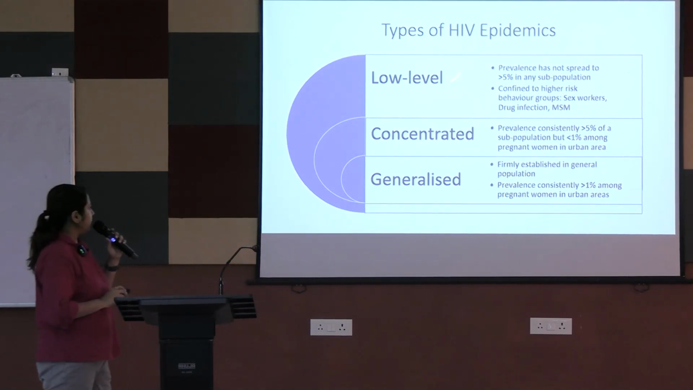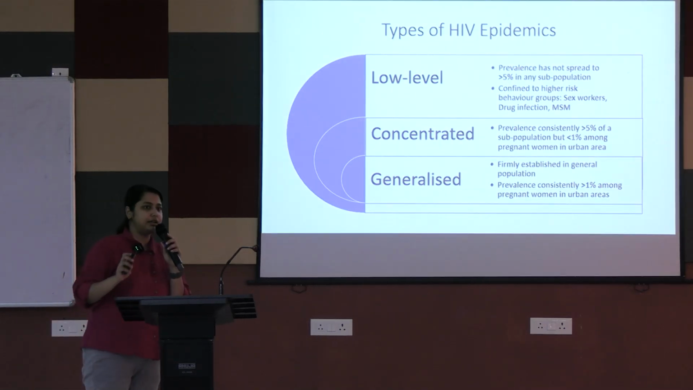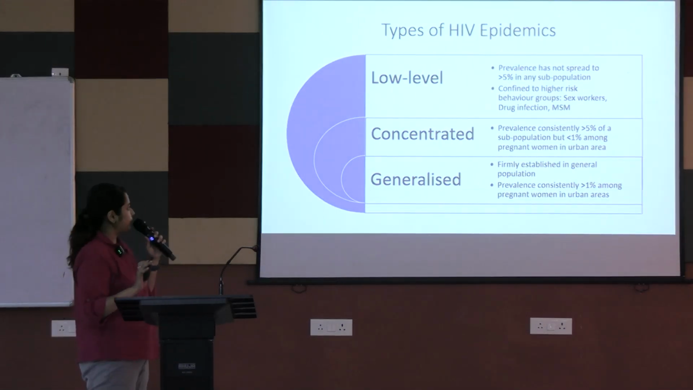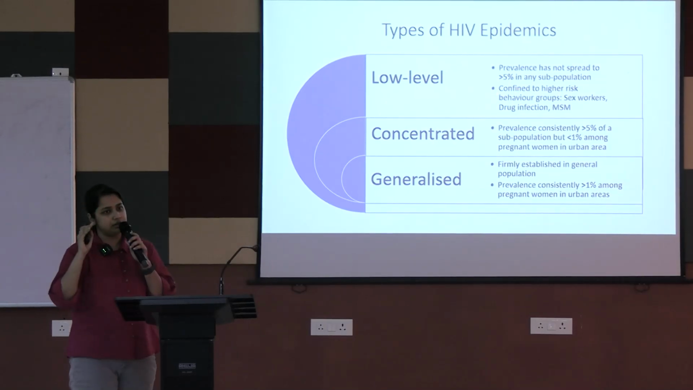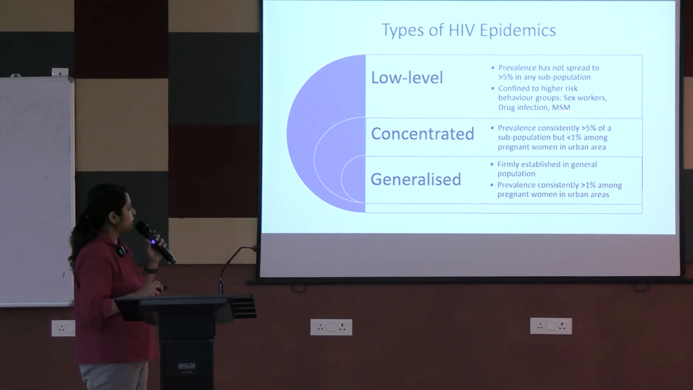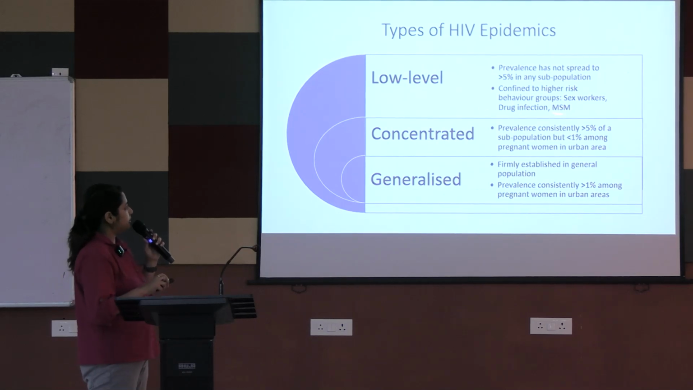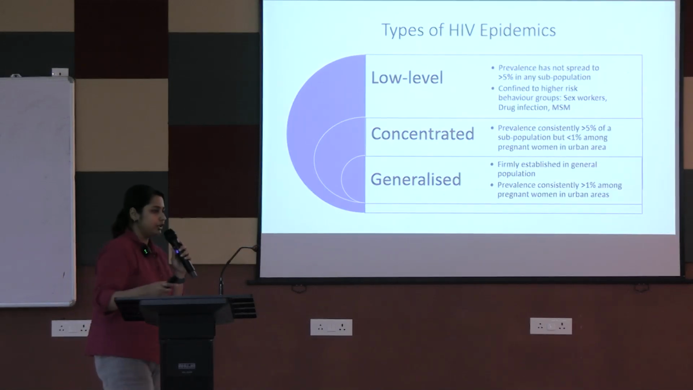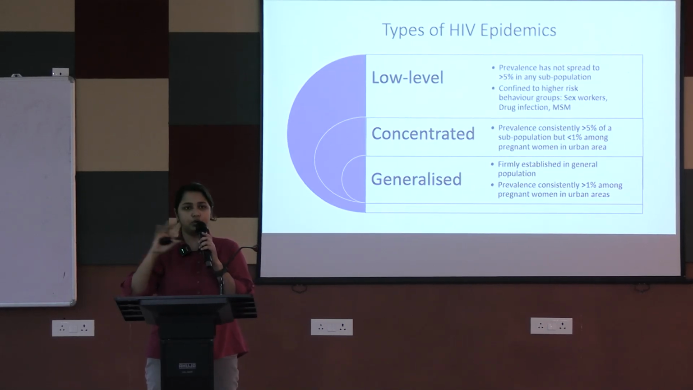So in the low level epidemics, what happens? Prevalence has not spread to more than 5% in any subpopulation or high risk group. It is usually confined, but the disease happens more in higher risk behavior groups, that is sex workers, drug injection, and men having sex with men, etc. So in the high risk groups the prevalence is more, but it is not more than 5%. So it is a low level epidemic.